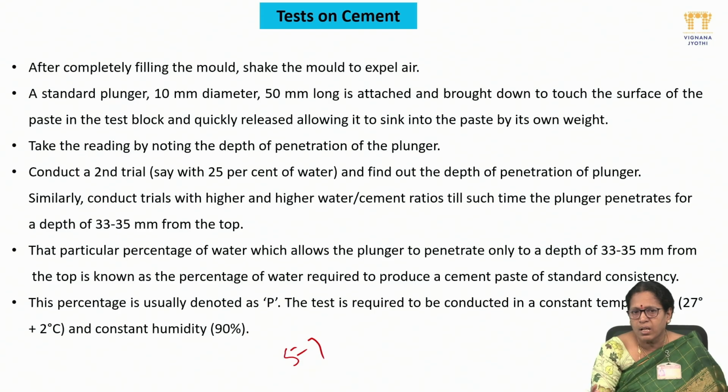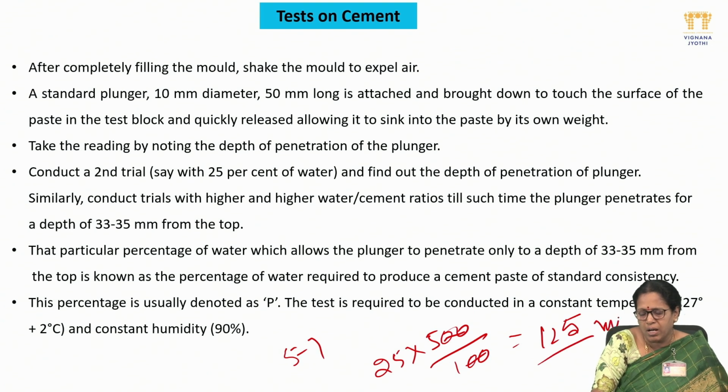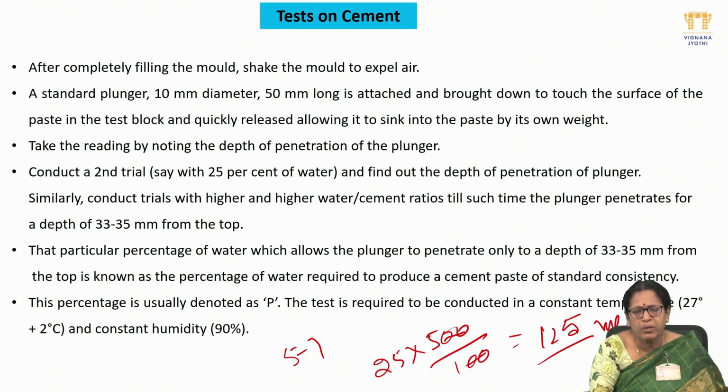For doing this, the first trial we tried with 24%. The next trial we will increase the percentage of water. Let it be 25. 25 into 500 by 100 is 125 ml of water. The second trial will be with 125 ml. The third trial will be with 130 ml. Like this, we go on adding water to perform this experiment.